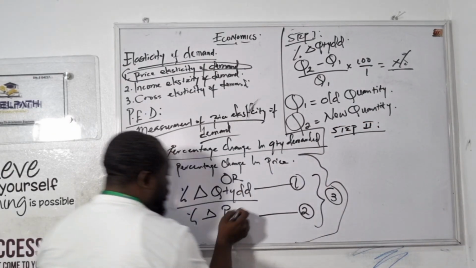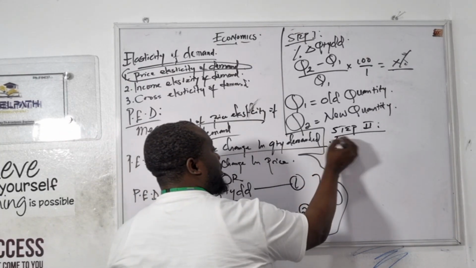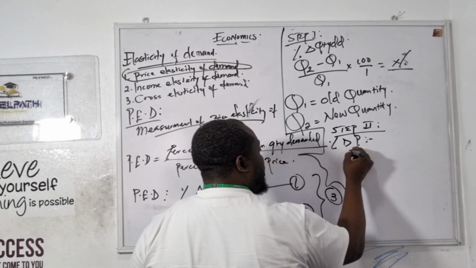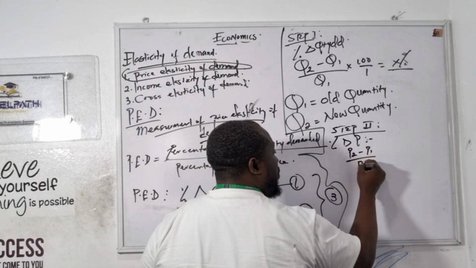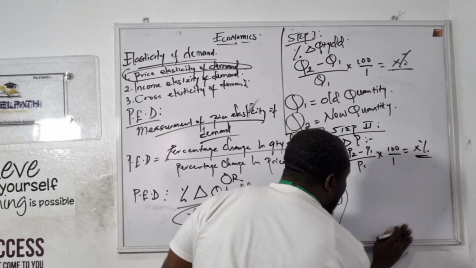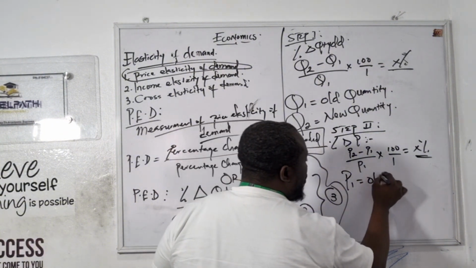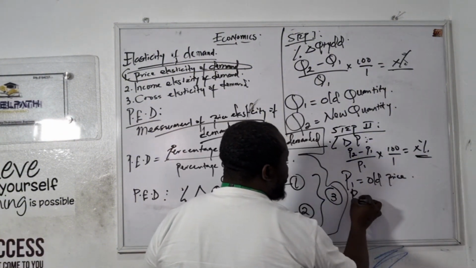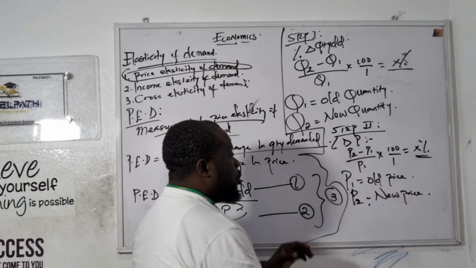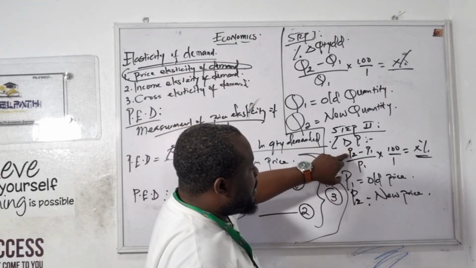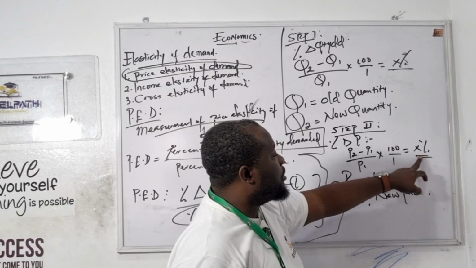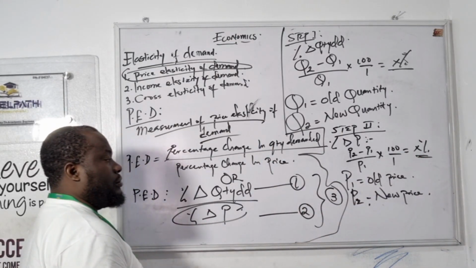Step 2 is to calculate your percentage change in price. The percentage change in price is P2 minus P1 over P1 times 100 over 1. Your answer will end in percent. P1 is the old price, and P2 is the new price. So new price minus old price, divided by old price, times 100 over 1, gives us percentage change in price.